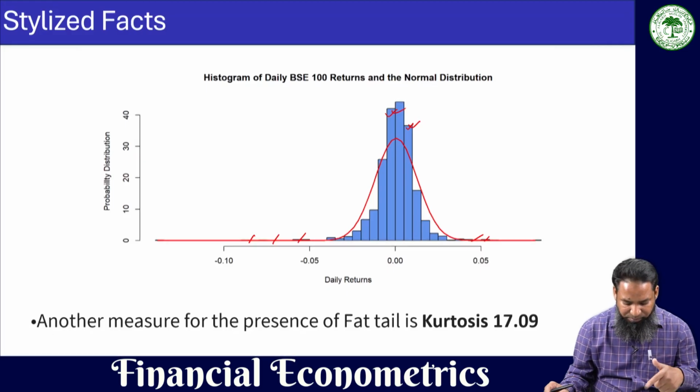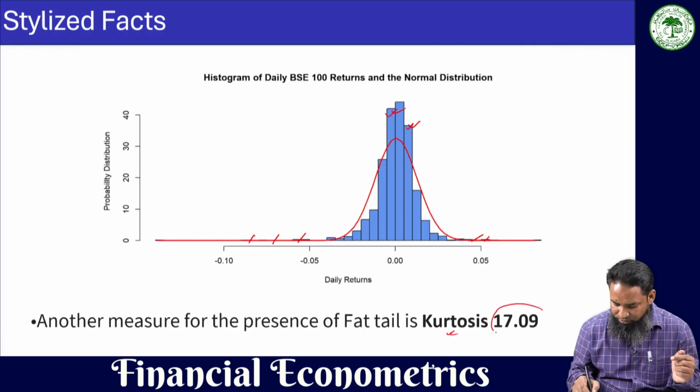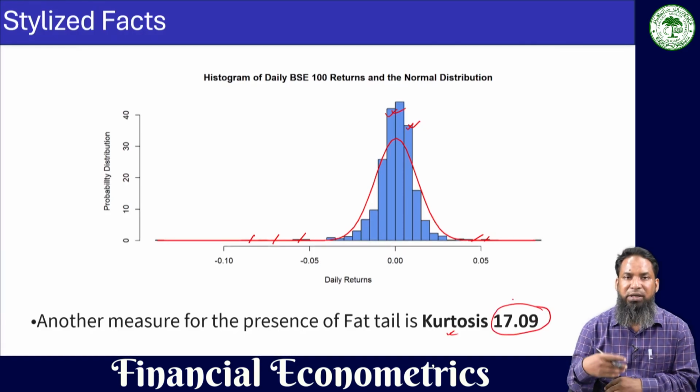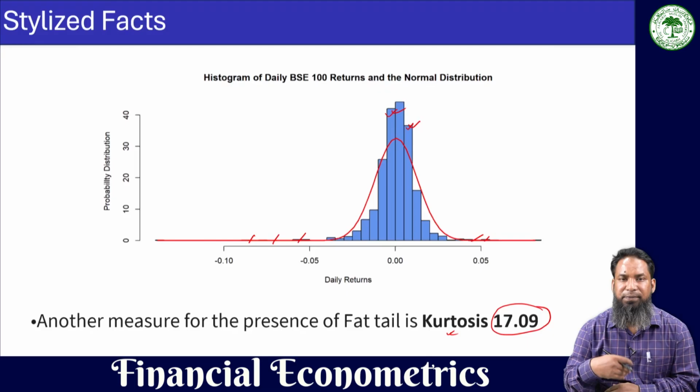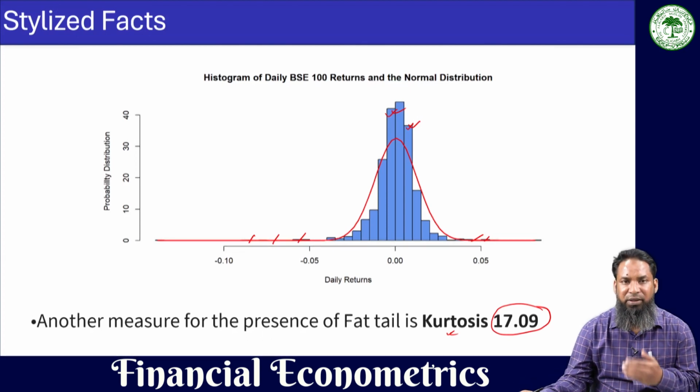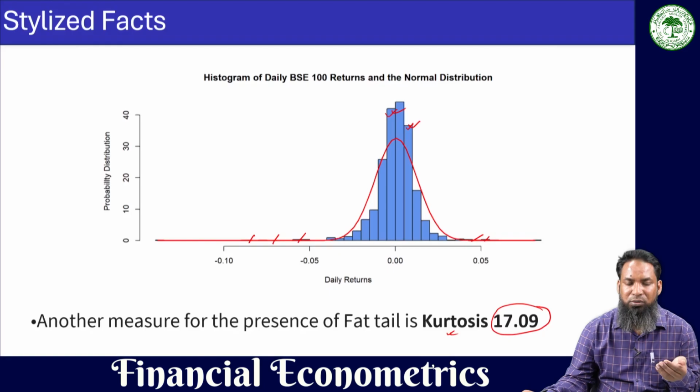Another measure for the presence of fat tails is the kurtosis. Here we can see kurtosis is 17.09, which again reinforces that yes, the distribution of the BSC 100 is not normal. It has fat tails and high kurtosis.